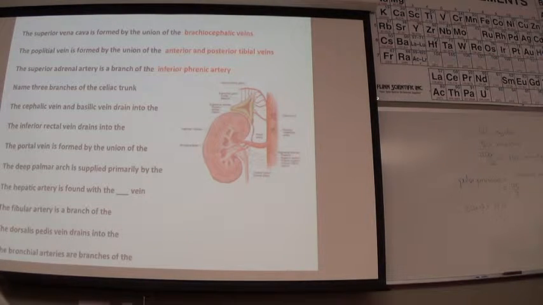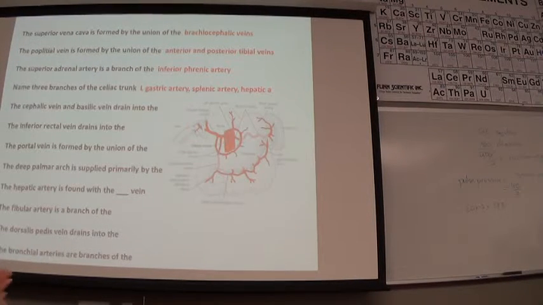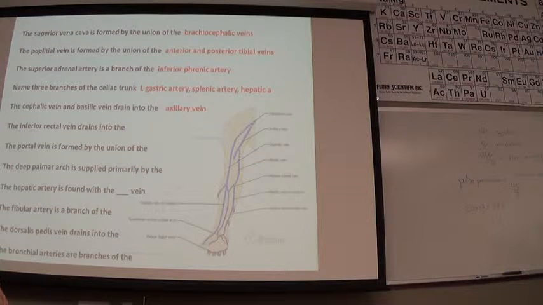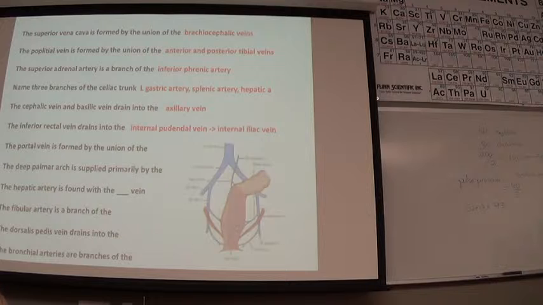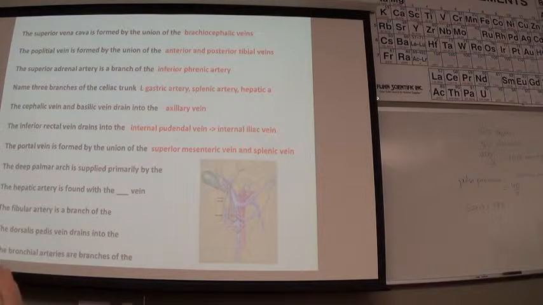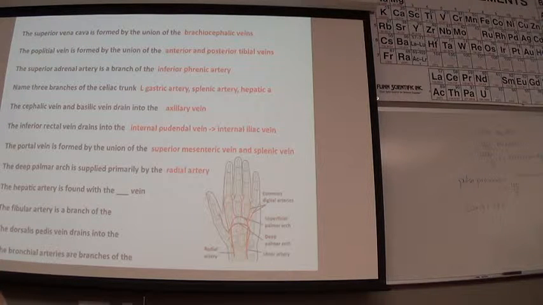Three branches of the celiac trunk: splenic, hepatic, left gastric. Cephalic vein and basilic vein will drain into the axillary. Inferior rectal drains into the internal pudendal. The portal vein is formed by the union of the superior mesenteric and the splenic. The palmar arch is supplied primarily by the radial.